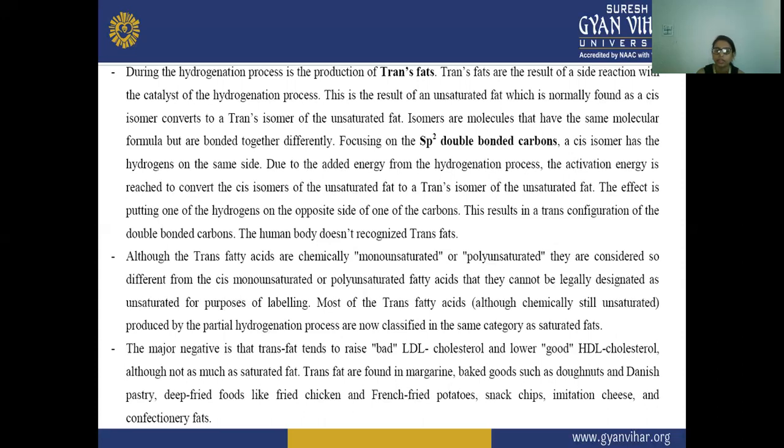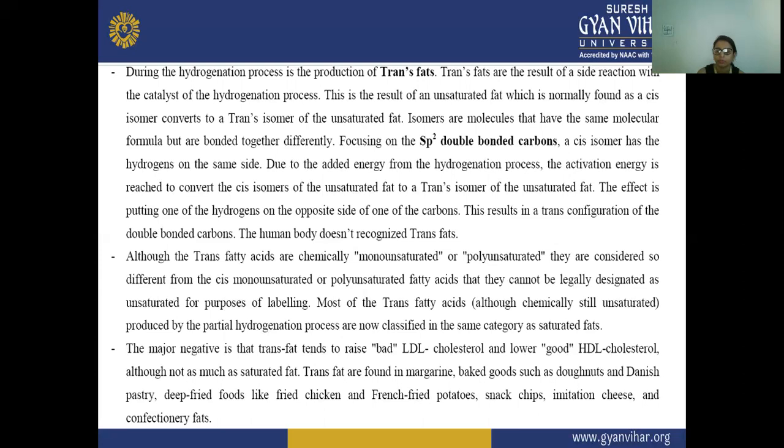The major negative is that trans fat tends to raise bad LDL cholesterol and lower good HDL cholesterol. So the negative effect of this trans fat is that it raises the bad LDL cholesterol and lowers the good HDL cholesterol, although not as much as saturated fat.